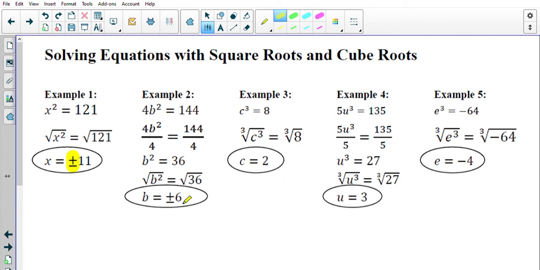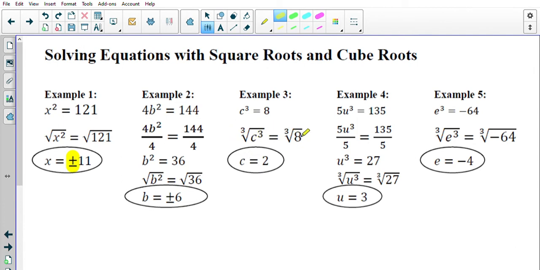Now for examples 3, 4, and 5, those do involve cubes. So in example 3, it says c to the third power equals 8. So instead of taking the square root of both sides, to undo cubing a number, we're going to do the cube root of both sides. So we take the cube root of c cubed and the cube root of 8. The cube root of c cubed, they undo each other and leaves me with c.